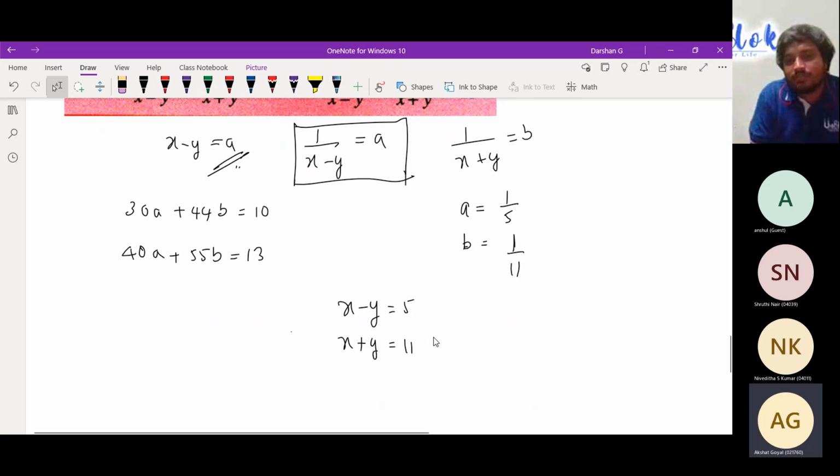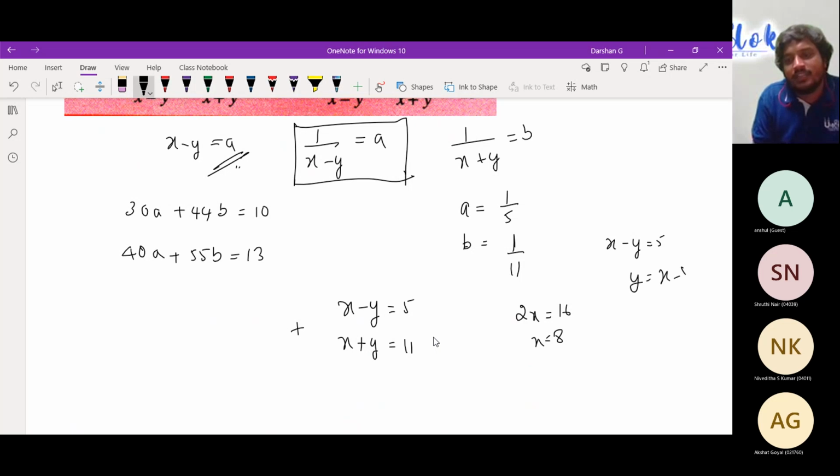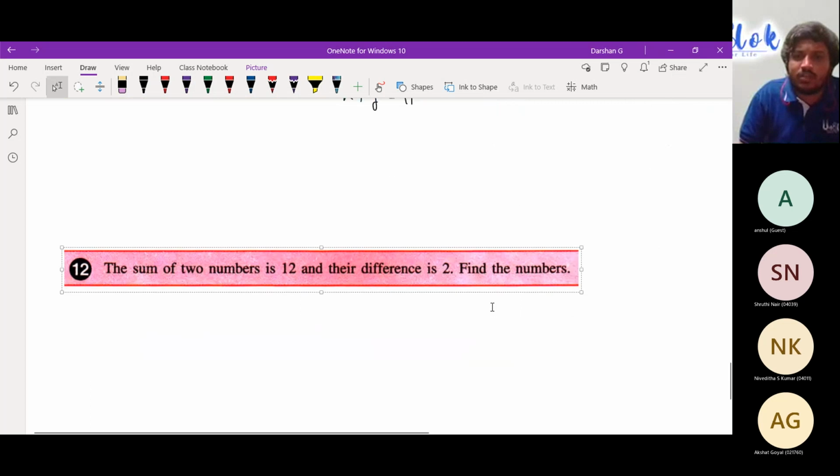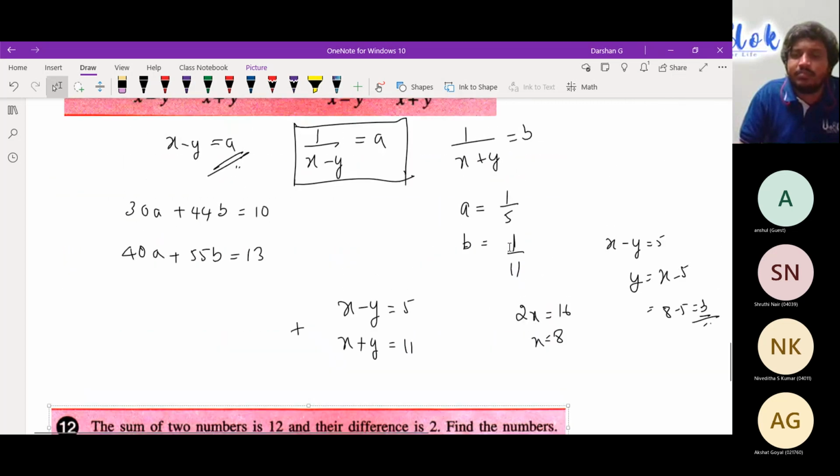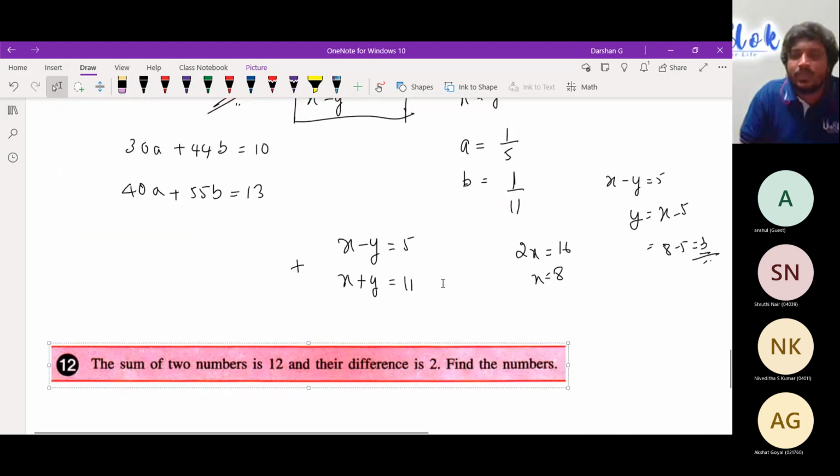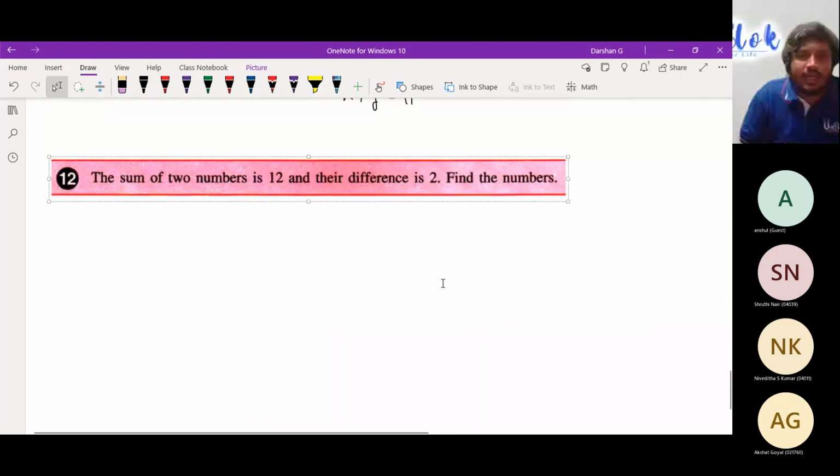So I'm adding. X is 8 and Y is 3. Yeah, correct. That's right. So 2x equals 16, x is 8, and put it in any one of the equations: x minus y equals 5, so y equals x minus 5. So x is 8 minus 5, answer is 3. Everybody solved it? Anybody who needs some time? No, sir. Okay, great. So yeah, this is the question.